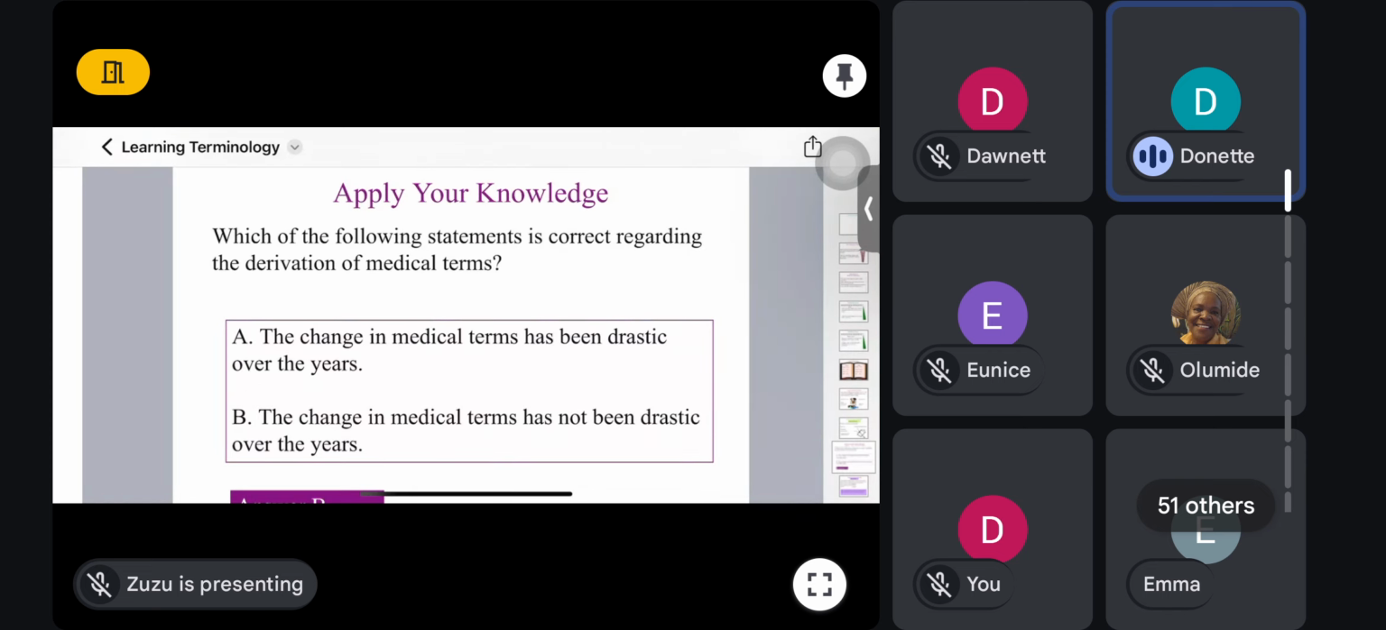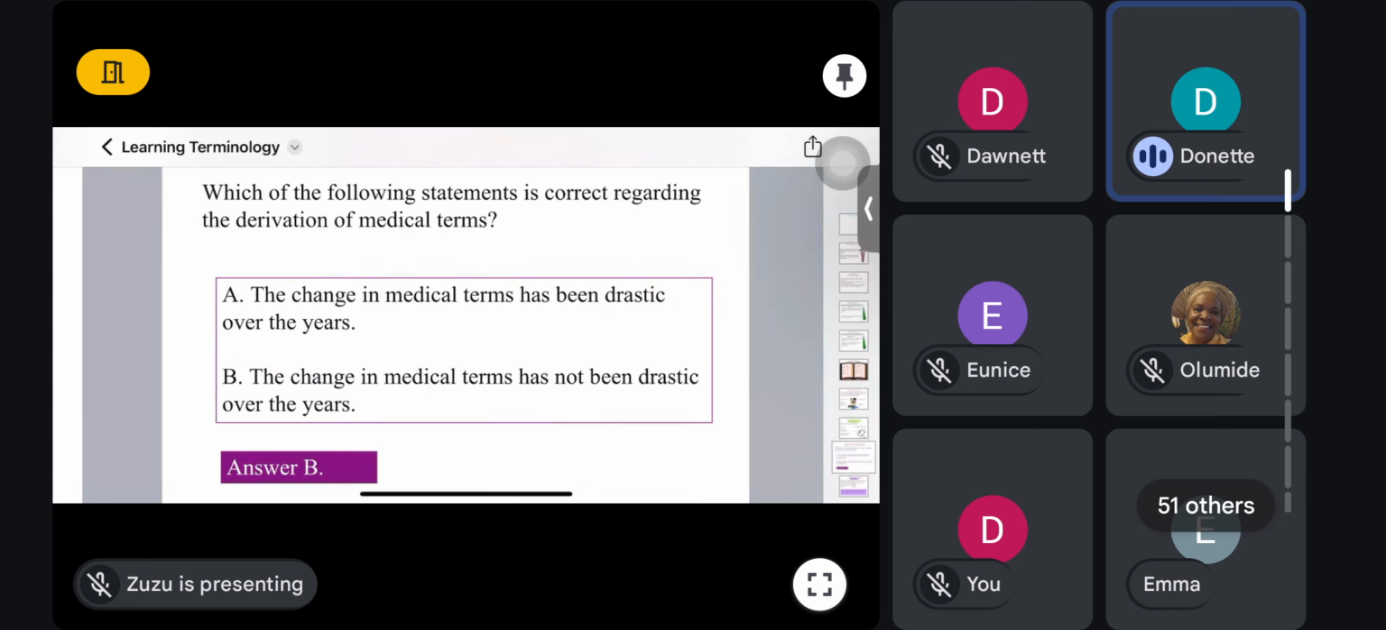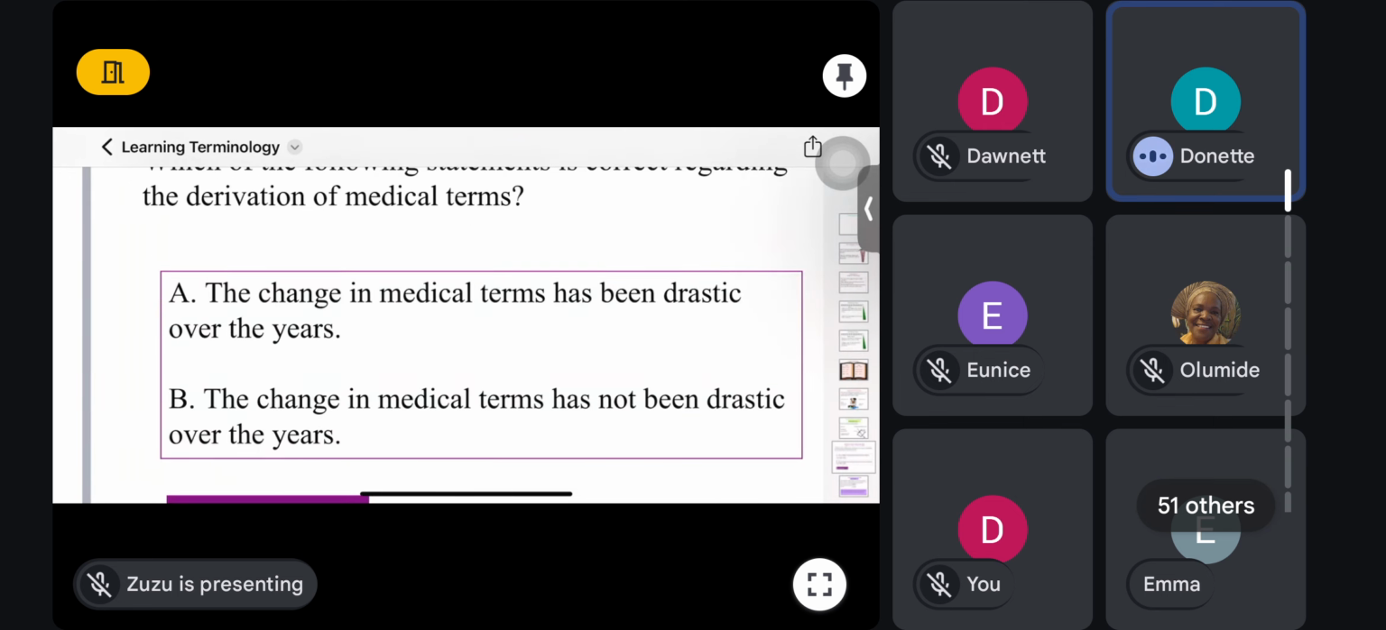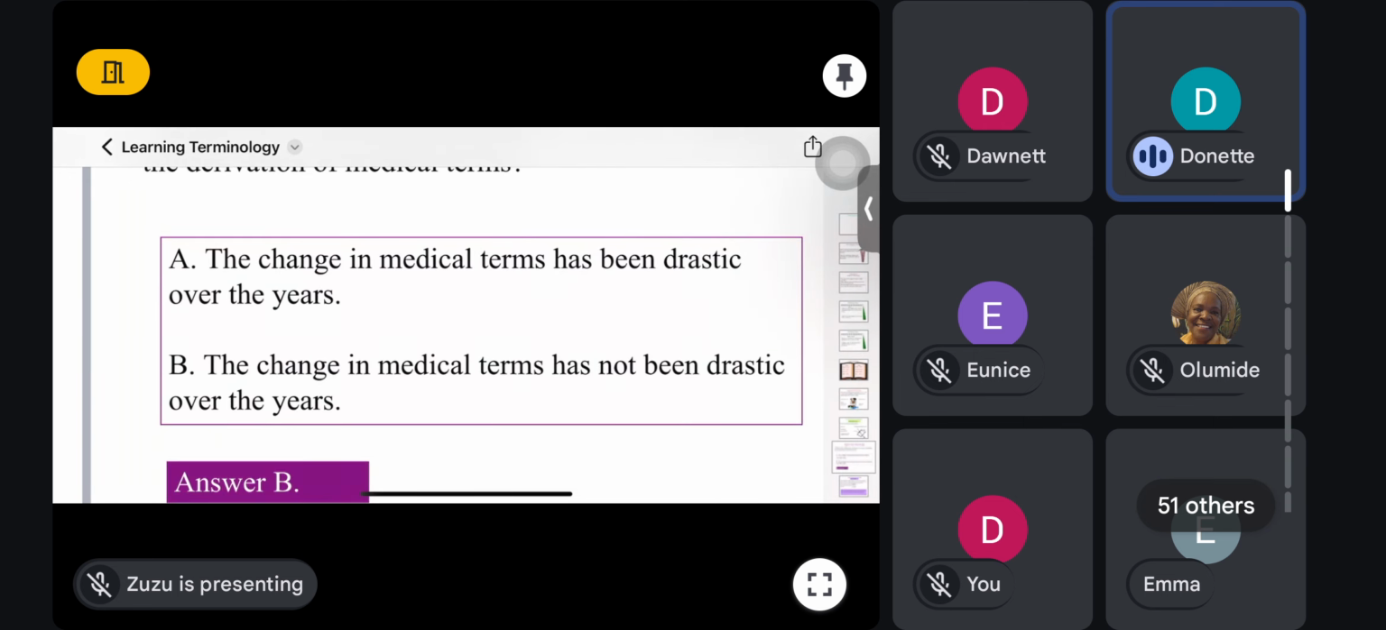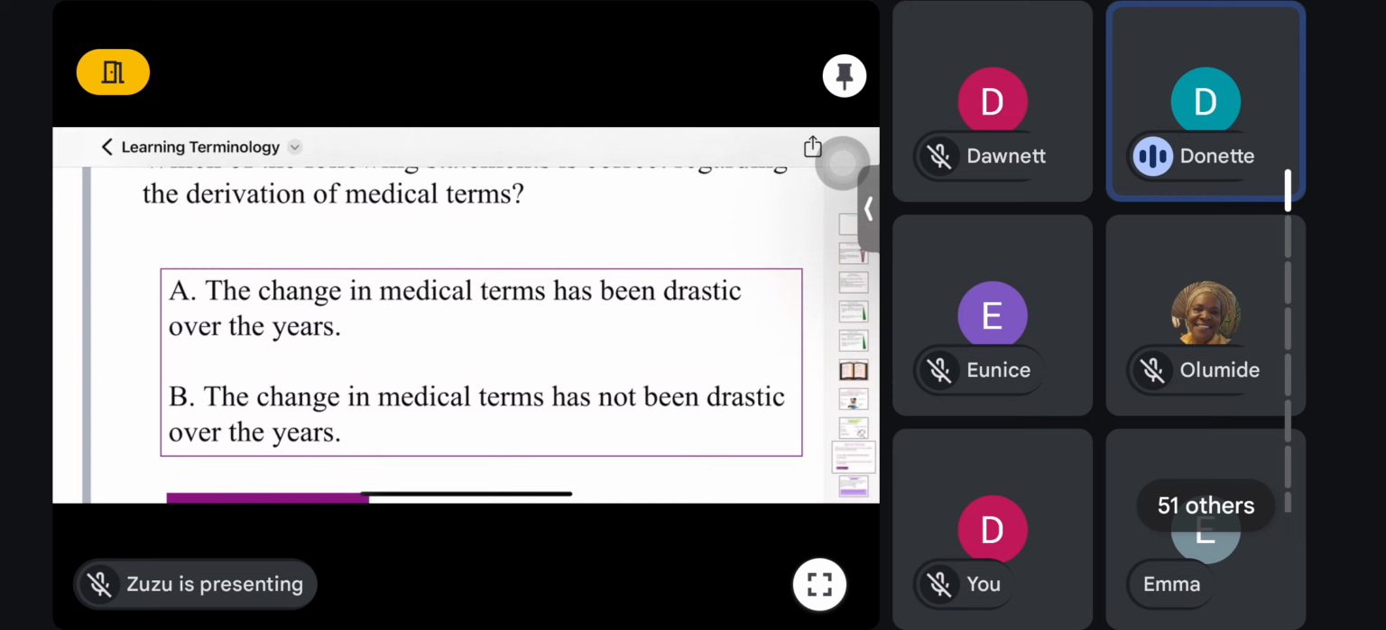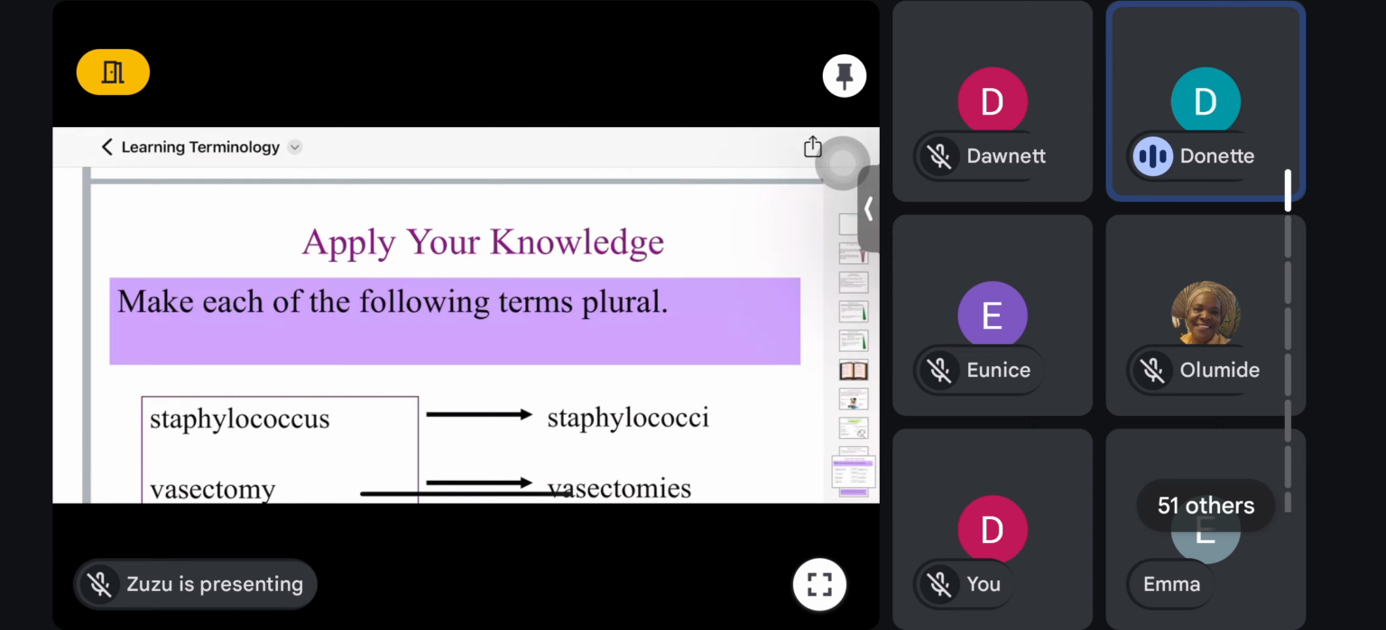Which of the following statements is correct regarding deviation of medical terms? The answer is there. So the change in medical terms has been drastic over the years. Find the other, we'll move on to the next slide. Oh, we have 1 minute to go. We don't have time to go to the next one.